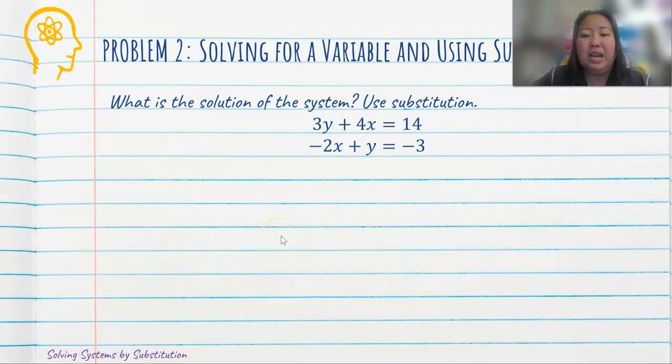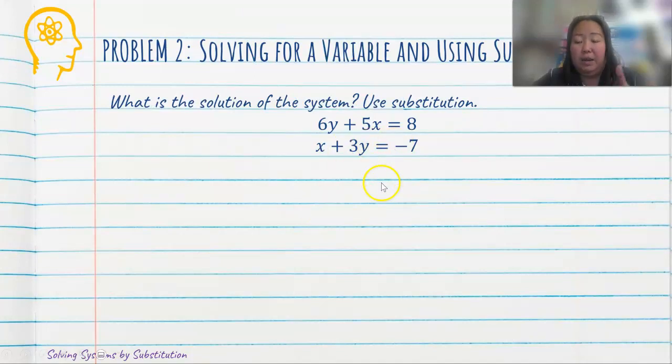Okay, so for the next example, I would like you to try this one on your own. Again, make sure that you look for one of the variables that has no coefficient, you isolate that variable so that you can have a substitution expression. Go ahead.